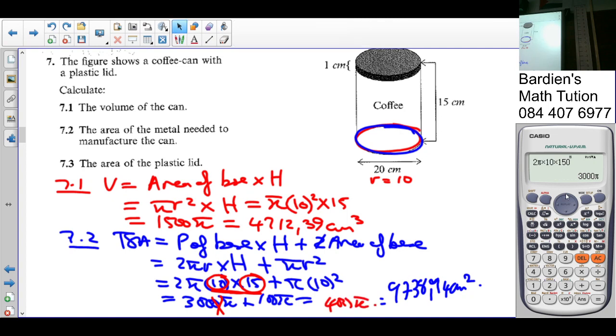So where did I make my mistake? I said 2 times pi times 10 times 150. I'm supposed to have said 15, not 150. So that's going to give you 300 pi plus 100 pi is 400 pi, so that gives you 1256.